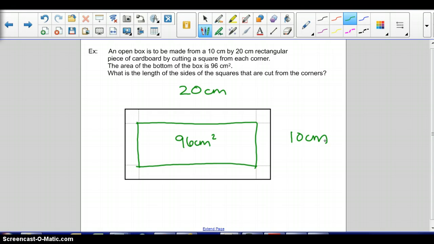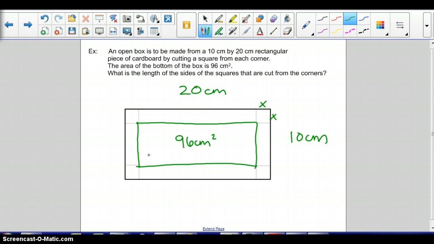So similarly to what we did last time, I'm just going to use the variable x here. And the problem said that we have squares from each corner. So that's how we know that these are the same, that it's x and x on both sides.